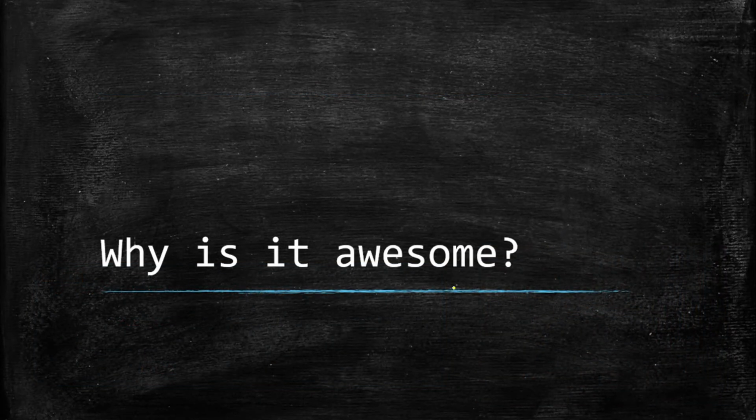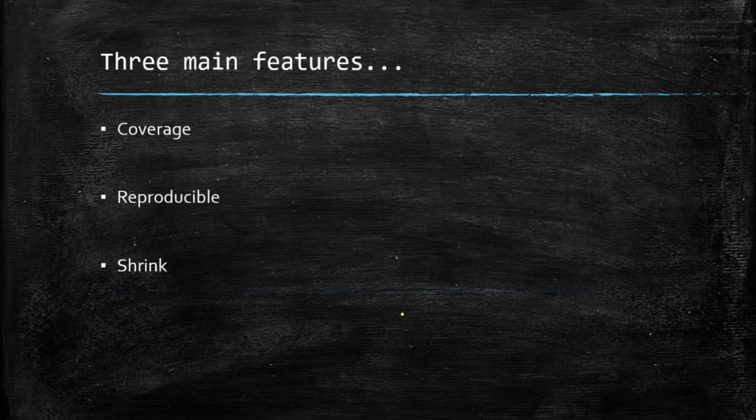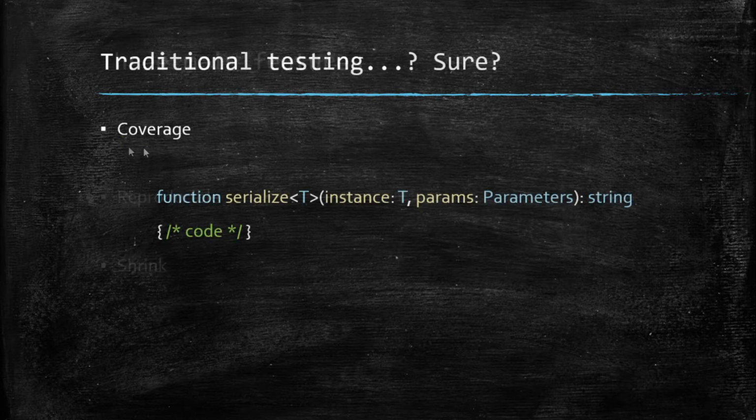After this great introduction, I'm going to try to make you understand why it is so interesting to use property-based testing. There are three main features I will talk about in my part of the presentation. First of all, the coverage. Imagine we have a simple serialize function and we want to fully test it. We would have to run through all the possible combinations of params and instances, and that would obviously be tedious.